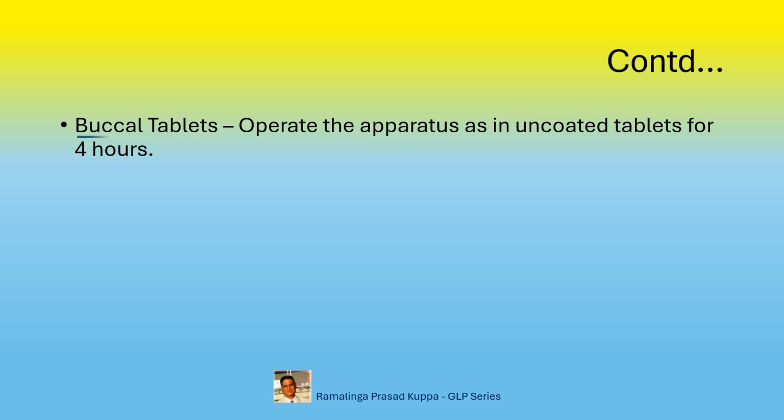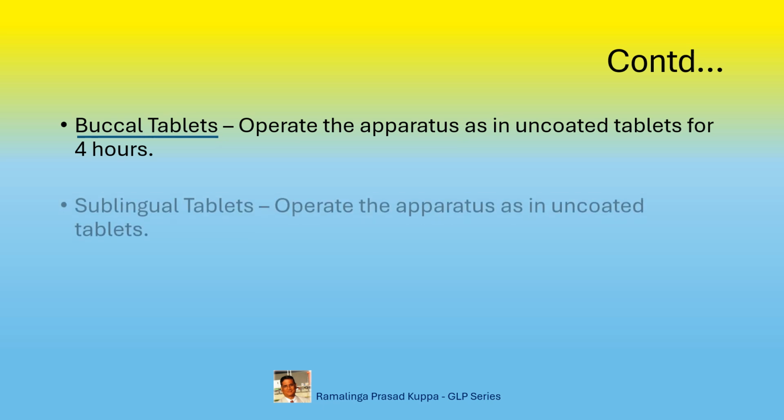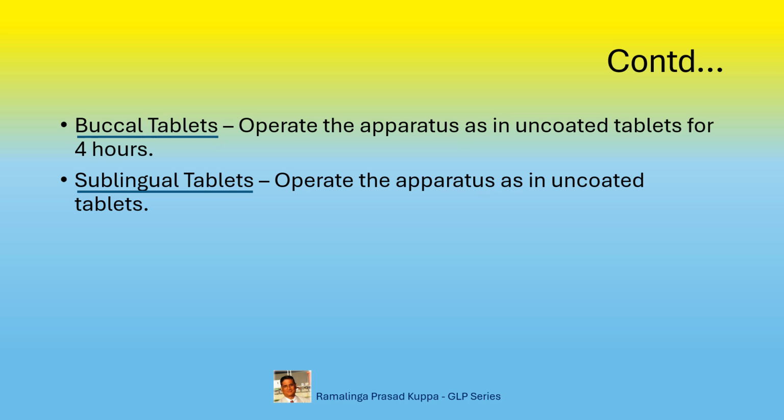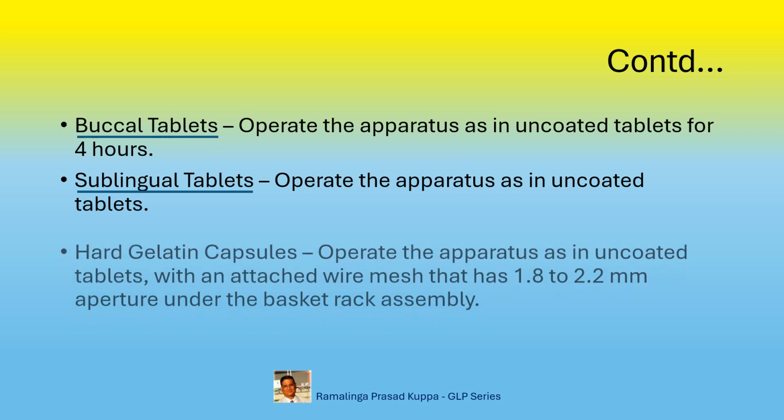Buccal tablets. Operate the apparatus as in uncoated tablets for 4 hours. It is the same type of operation, but it is carried out for 4 hours. The acceptance criteria are the same as in the uncoated tablets. Sublingual tablets. Operate the apparatus as in the uncoated tablets exactly. This is exactly as in uncoated tablets testing, including the acceptance criteria.